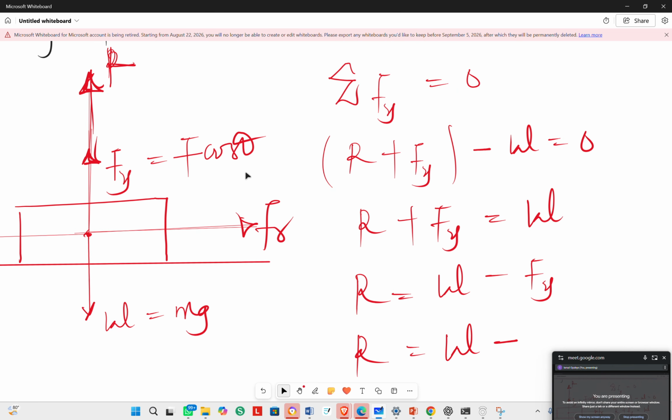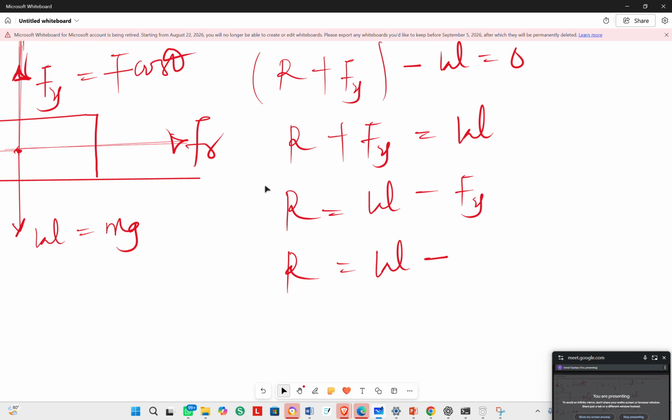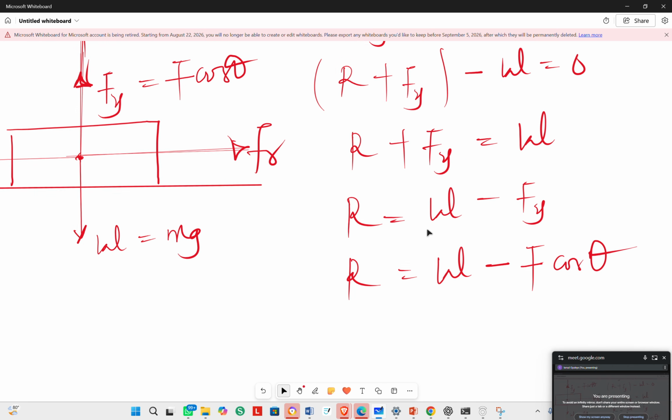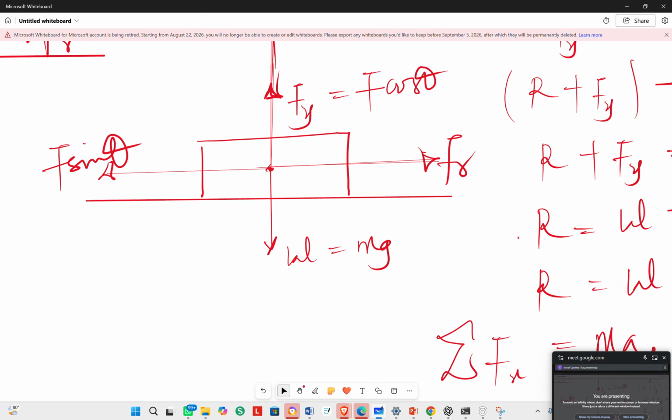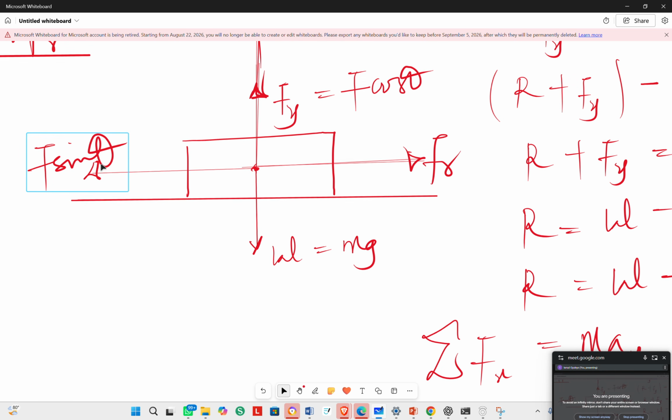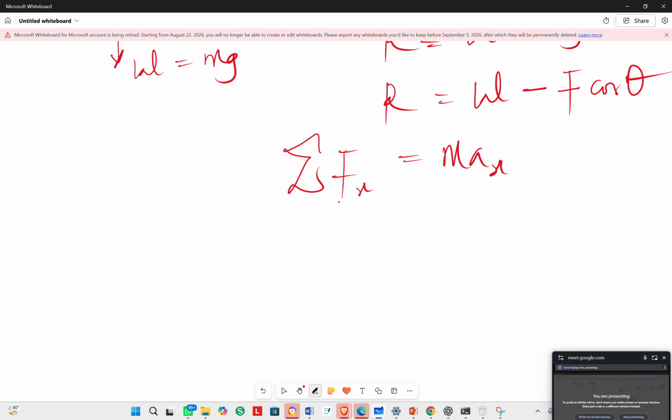Remember that your f of y equals what? F cos theta. So you put it there: R equals W minus F cos theta. So that is that for the vertical. Now for horizontal, it is pretty straightforward. The summation of f of x along our horizontal axis must equal m multiplied by acceleration along the horizontal. Now we are pulling with this force here, that's F sine theta. We must have F sine theta minus f of r equals ma.